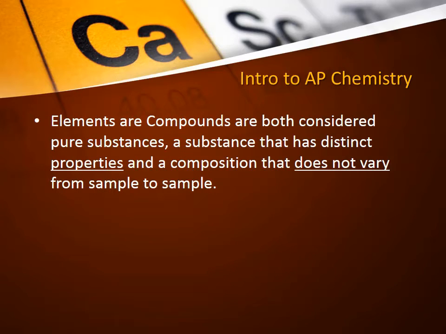Elements and compounds are both considered pure substances, which is a substance that has distinct properties and a composition that does not vary from sample to sample. Meaning, if I find a hydrogen atom here and a hydrogen atom here, they're the same thing. It's the same hydrogen atom. Any properties of this atom are going to be shared by this atom. Just like if I find samples of water, it's all going to be the same water. Now, in tap water, for example, you may have things mixed in with it, but the actual water in it is the same thing.